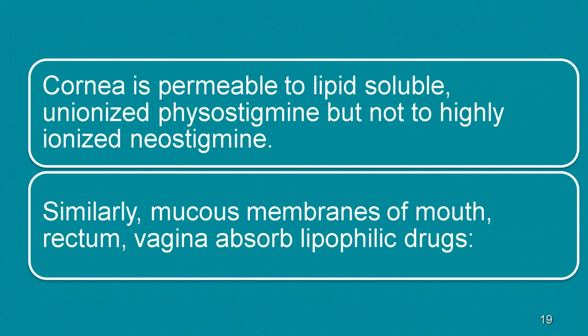So many times you might have seen that the drug is instilled in the conjunctiva. This is because the cornea is permeable to lipid soluble, unionized drugs. Lipid soluble should be the first criterion. The second one is unionized rather than ionized. So the unionized physostigmine is absorbed, but not the highly ionized neostigmine. So there is a difference in the absorptive pattern.